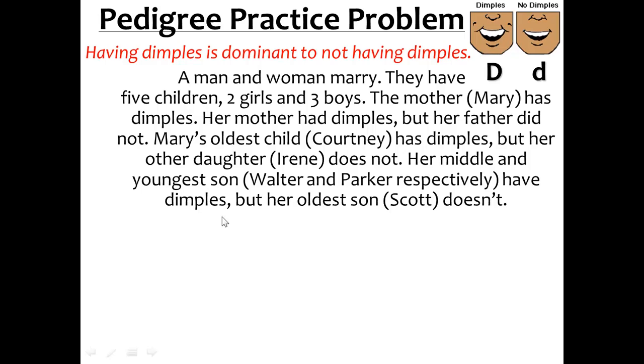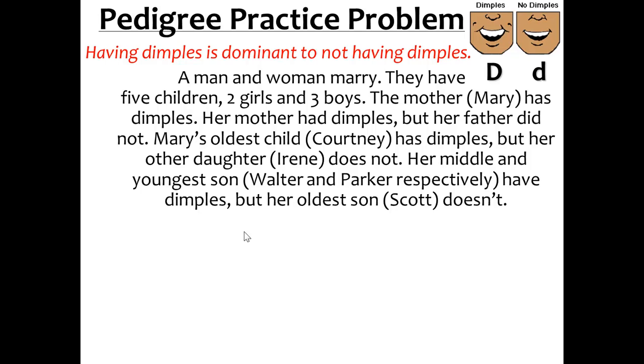A man and woman marry. They have 5 children, 2 girls and 3 boys. Their mother, Mary, has dimples. Her mother had dimples, but her father did not. Mary's oldest child, Courtney, has dimples, but her other daughter, Irene, does not. Her middle and youngest sons, Walter and Parker, respectively, have dimples, but her oldest son, Scott, doesn't.